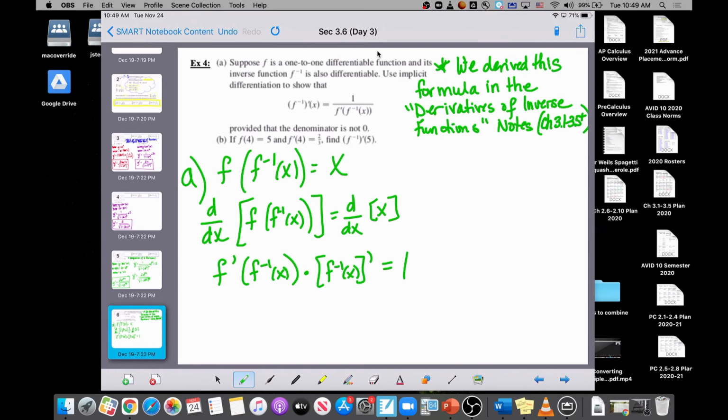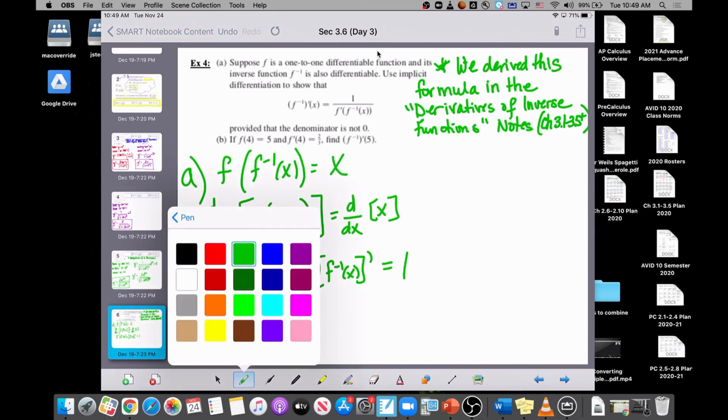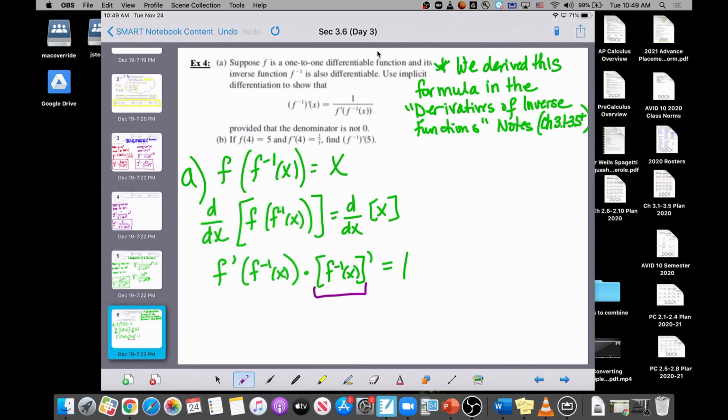So then now we just need to solve this for the derivative of f inverse. So if we want to get that alone, then the f inverse of x derivative is going to be equal to 1 divided by f prime of f inverse of x. Okay, so that's our part A.